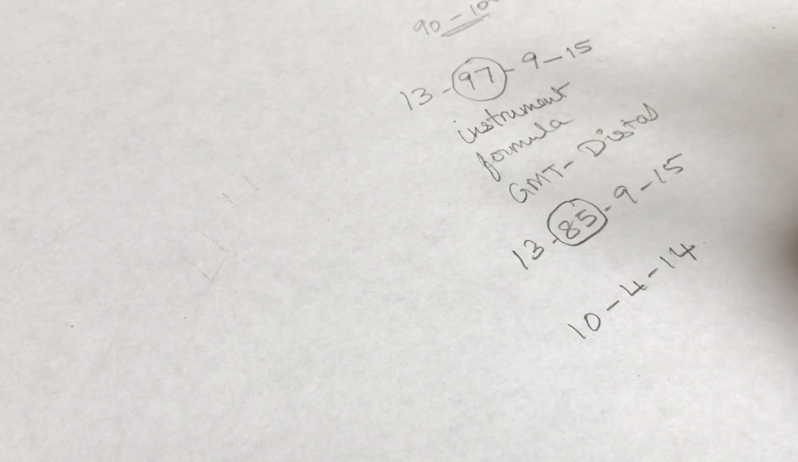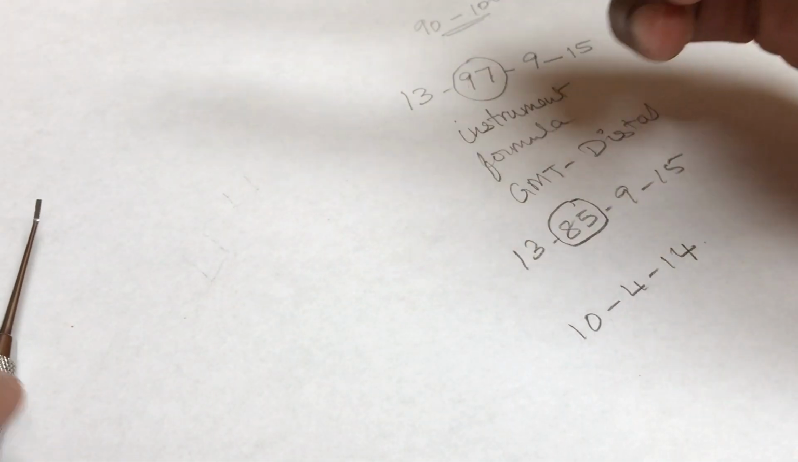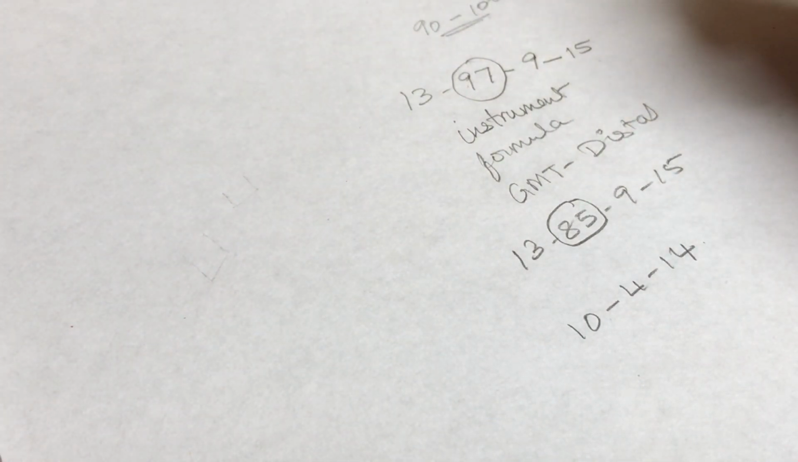All these hand instruments, the hatchet, the hoe, and the GMTs, are used to create clean line angles, point angles, smooth walls, and smooth bevels.